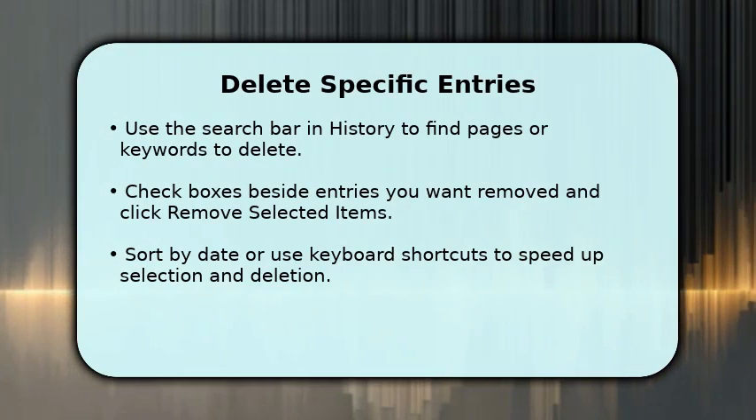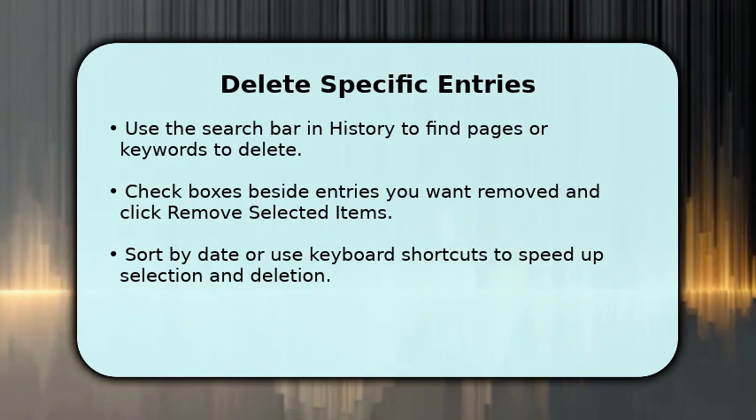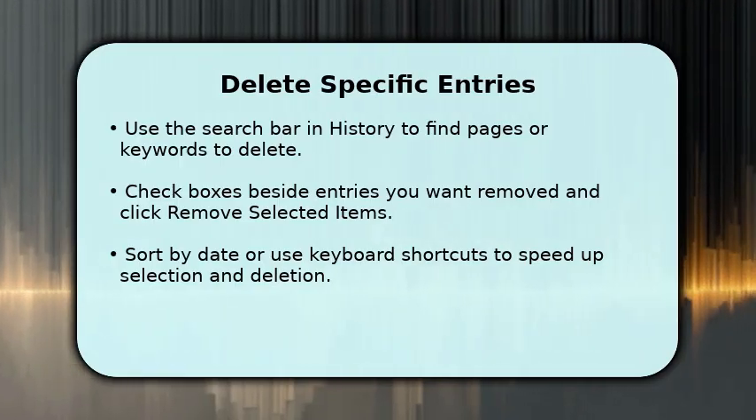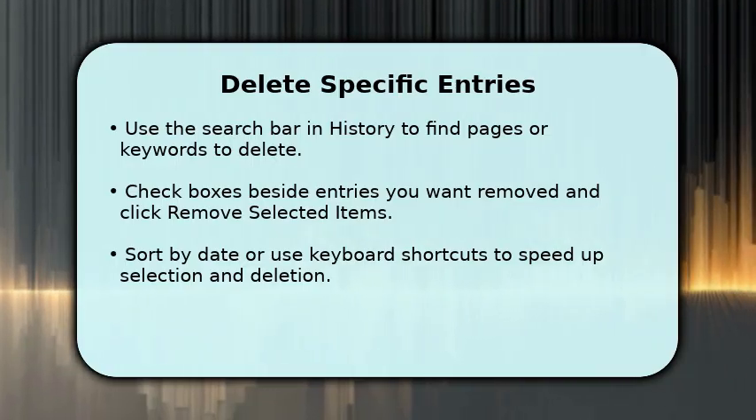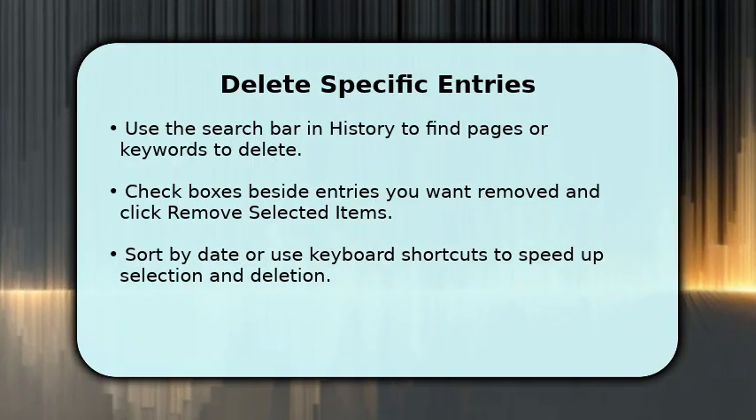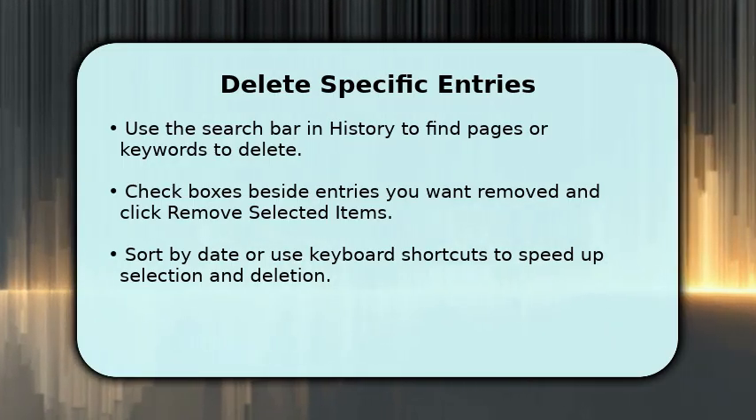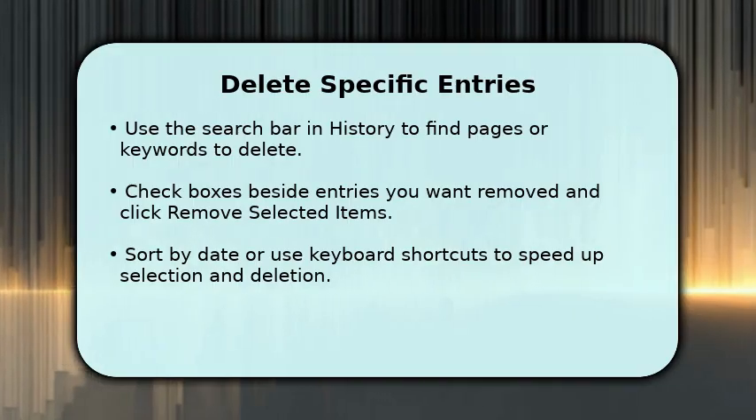To remove specific entries, open History and use the search bar to find pages or keywords. Check boxes next to entries you want to delete, then click Remove Selected Items. For quick cleanup, sort by date and select Arrange, or use keyboard shortcuts to speed selection. Remember that deleting history on one device may not remove synced entries elsewhere unless you adjust sync settings.